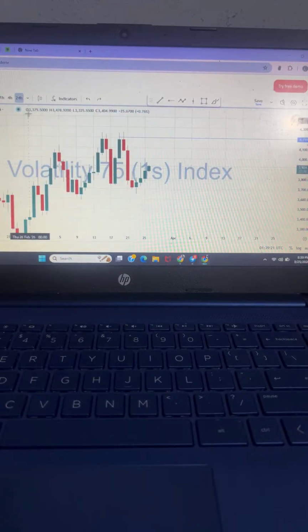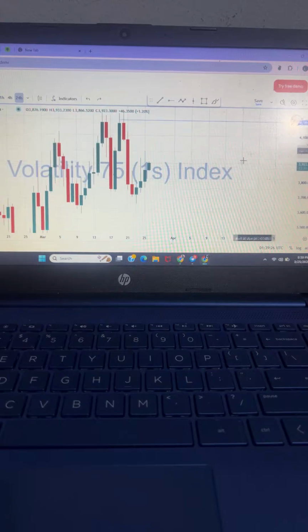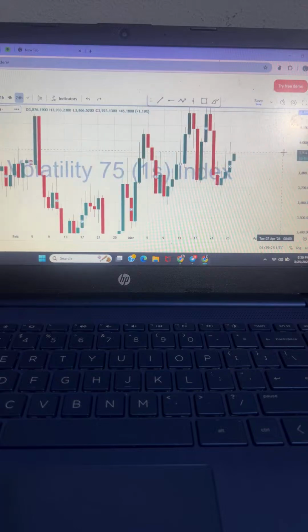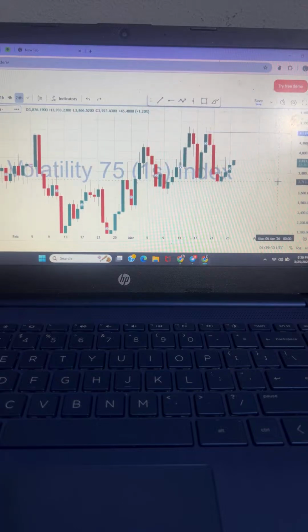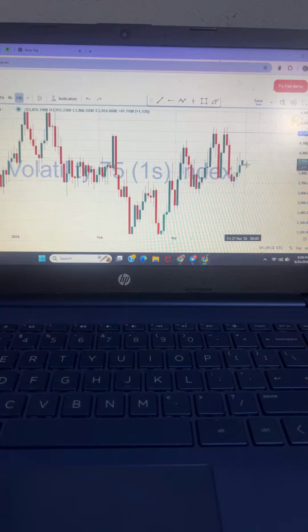Alright, so with this now, this is the daily time frame on the 75s. And what I'm looking at on the 75s is, as you can see with the daily, let me show you something with the daily now. I can capitalize on buys off this move right there.